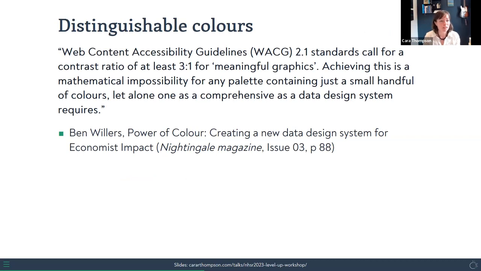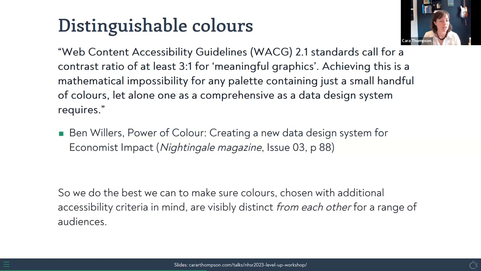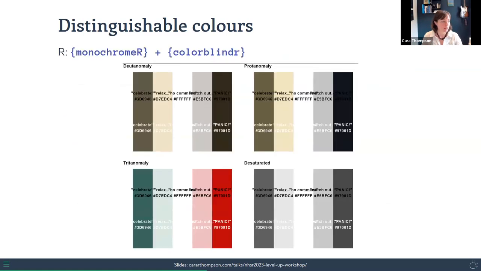So I found that really reassuring to read, and where I've landed in the work that I do is that we do the best that we can to make sure that the colors that we've chosen with the accessibility criteria in mind, we've tested them in terms of how they look to people with different color blindness variations, but we make sure that the colors themselves are distinct from each other for a range of audiences. So that I found really reassuring as a quote, to find somebody saying, this is the guideline, it's mathematically impossible if you're creating a color palette. So here is the compromise that we can use.